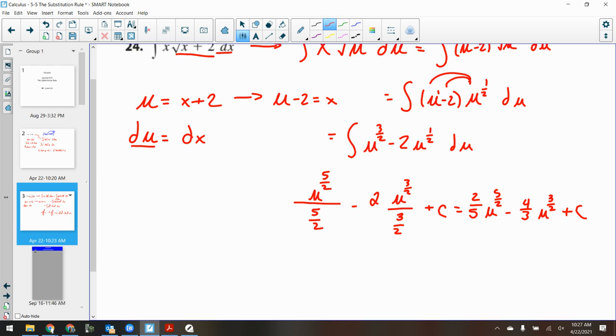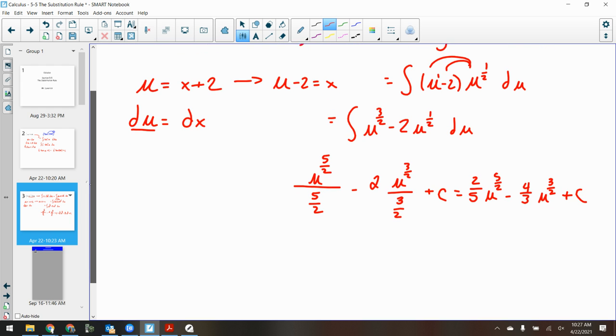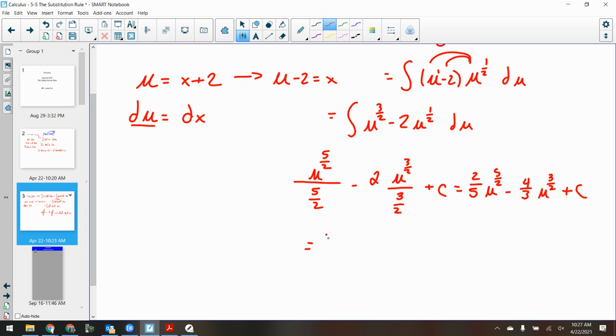And now we take out u and plug back in x plus 2. So that's equivalent to 2/5 (x plus 2) to the 5/2 minus 4/3 (x plus 2) to the 3/2 plus c.